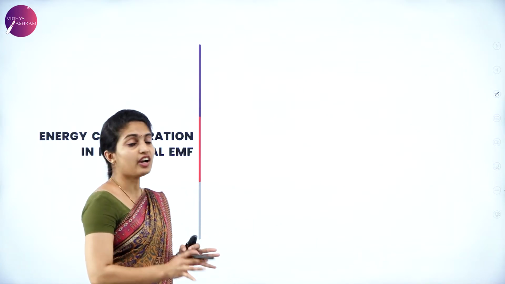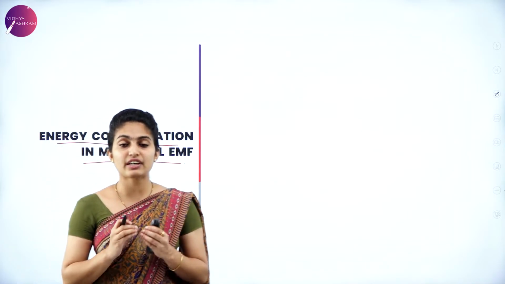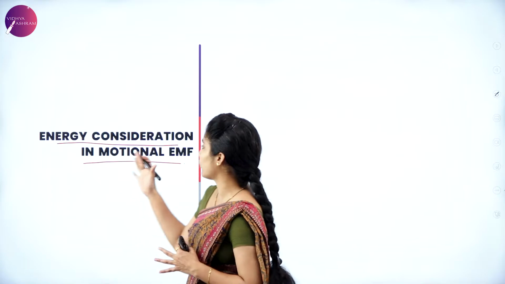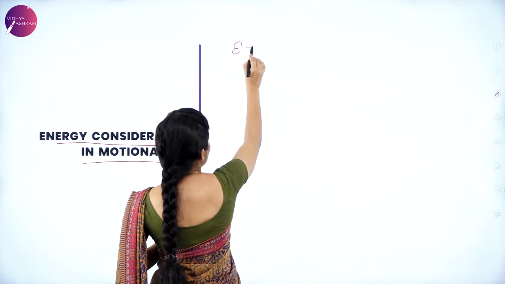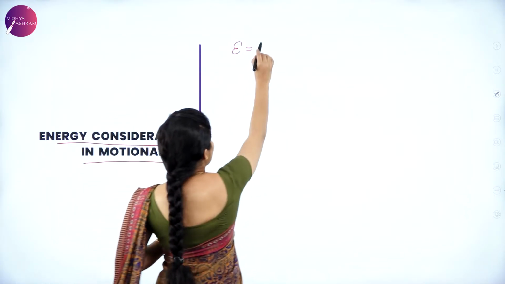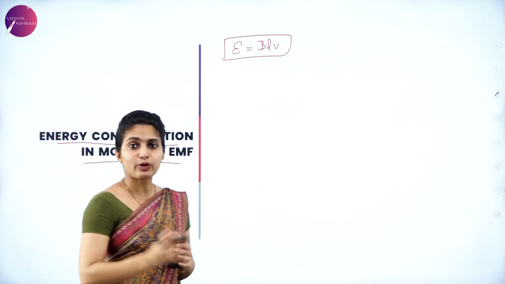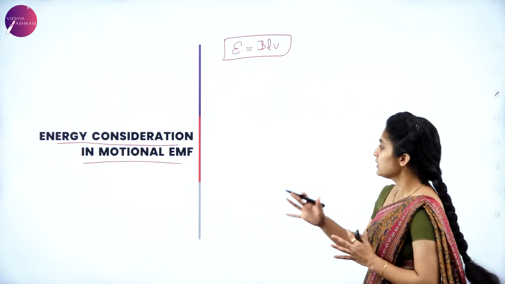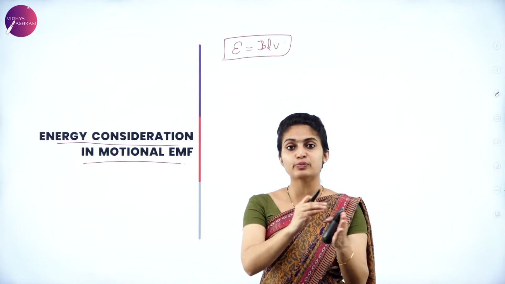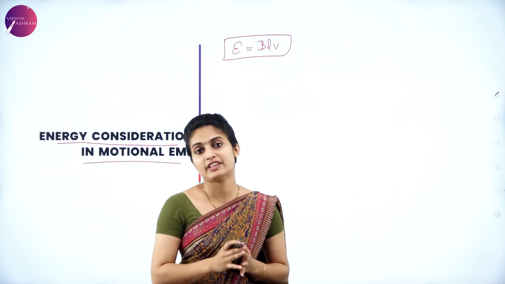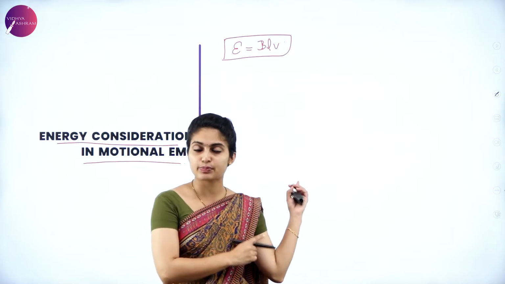Having this expression, we are going to derive the energy consideration of motional EMF. So now we are deriving what energy we consider in case of this motional EMF. So we know that we have got the motional EMF equation as epsilon is equal to BLV. So induced EMF is BLV. This equation we have derived from the previous slide. Okay. So this is the expression for a conductor which is moving in a uniform magnetic field with a certain velocity V and covering a distance of dx, and the length of the conductor is L. This is the expression we have got for it.